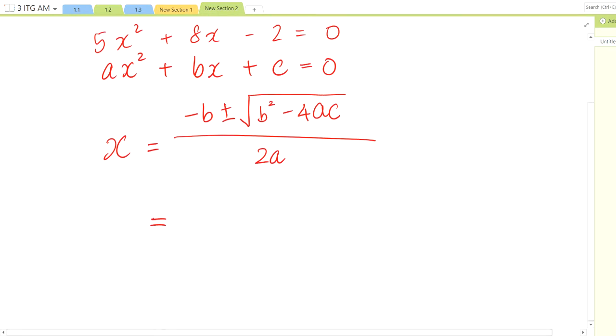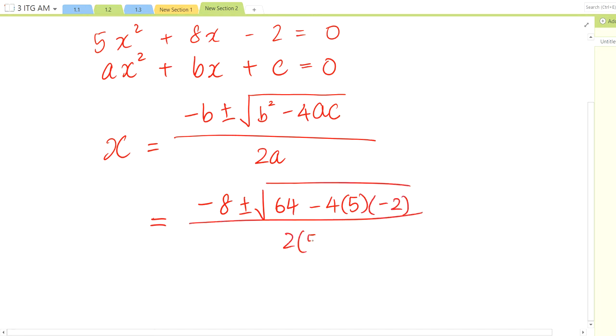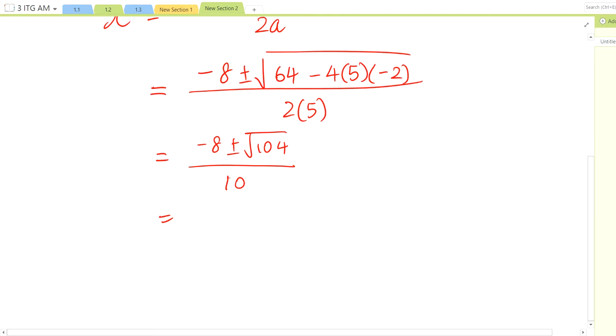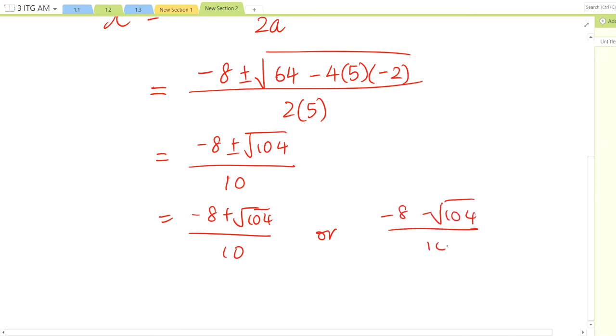Let us substitute. Okay, so this is the formula. Negative 8 plus minus square root of b square, so 64 minus 4 times a times negative 2, divided by 2 times 5. Answer, negative 8 plus minus square root. Okay, use calculator. 64 plus 40 is square root 104, divided by 10. So we get two answers, right? We have negative 8 plus square root 104 divided by 10, or negative 8 minus square root 104 divided by 10.